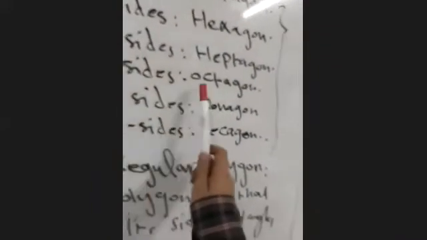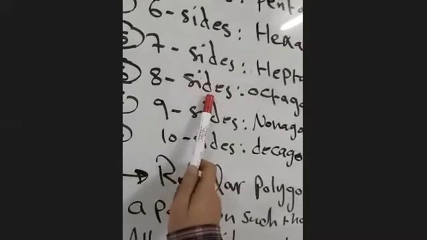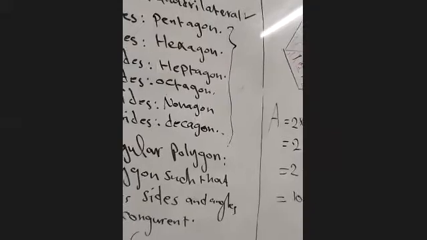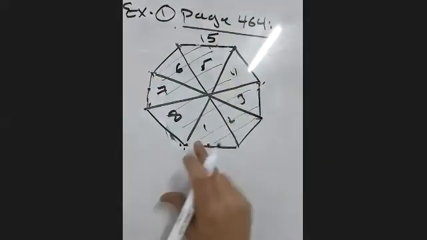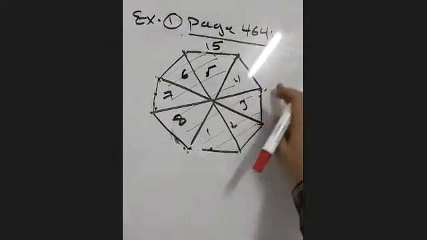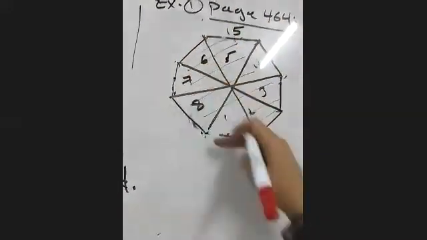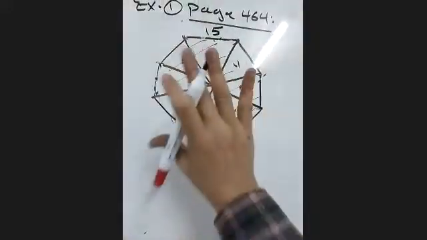Okay. Example 1, guys, page 464. Read. Find area of regular polygons. A stop sign is shaped like a regular octagon. Octagon means how many sides it has? 8 sides. And when I say regular, it means the 8 sides have the same length. See the board? This is a regular octagon. 1, 2, 3, 4, 5, 6, 7, 8. We have 8 sides.